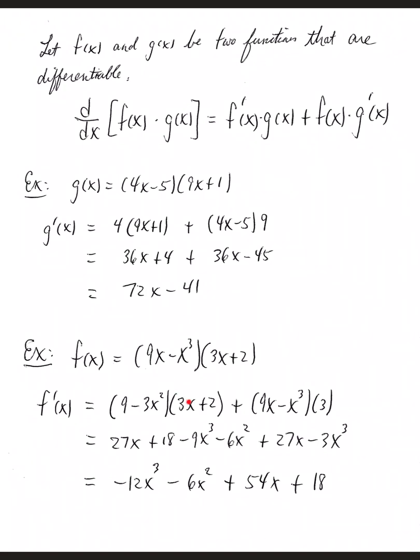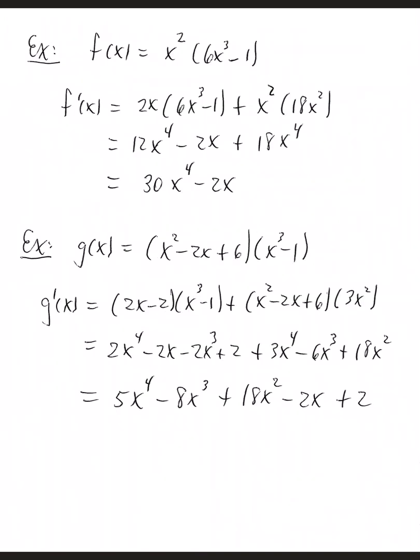Foiling, 27x plus 18 minus 9x cubed minus 6x squared plus 27x minus 3x cubed. Combining like terms, we have a total of negative 12x cubed. There's only one x squared term, recopy it. 27x plus 27x is 54x, and plus 18 is our remaining constant. This is the derivative of this product function.